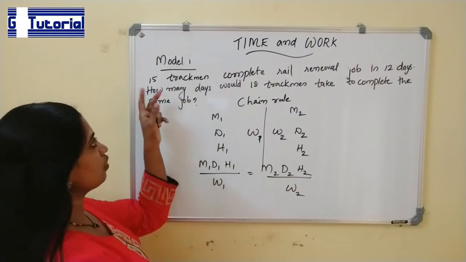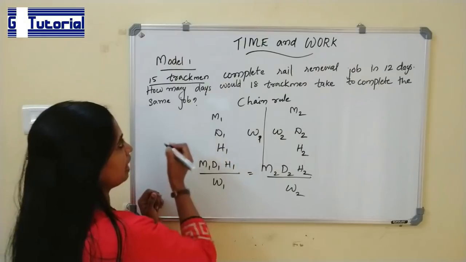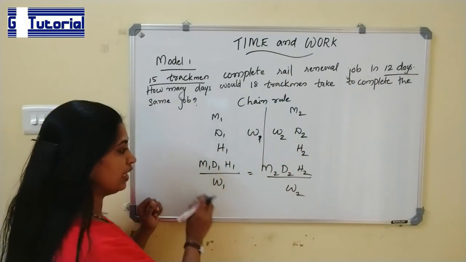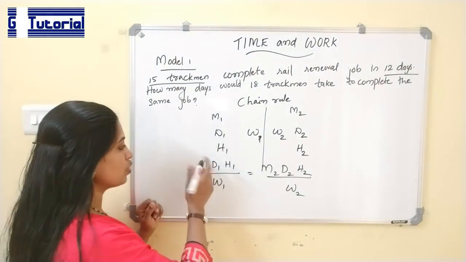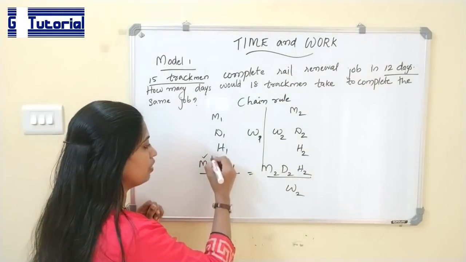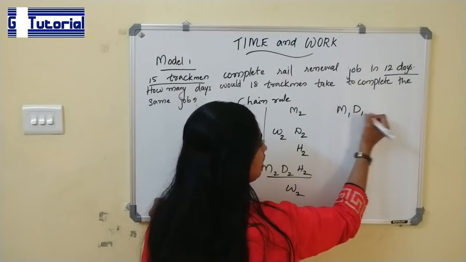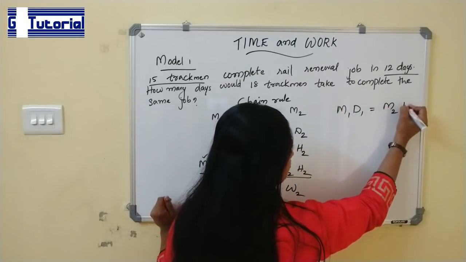Here we are given only the case of number of men and the days. So from here we have to take the quantity which is given in the question. Only here it is mentioned about men and days. So M1 D1 is equal to M2 D2.